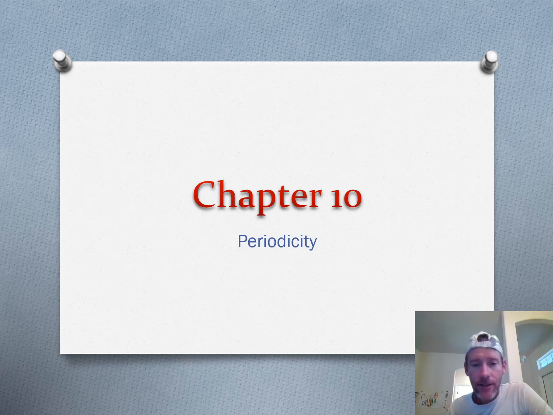Alright guys, this is chapter 10 part A. We're going to split chapter 10 in two sections because they're really different sections that we can focus on. This is periodicity, which is very similar to what we did in chapter 3, so you'll see some very similar aspects and reasoning.